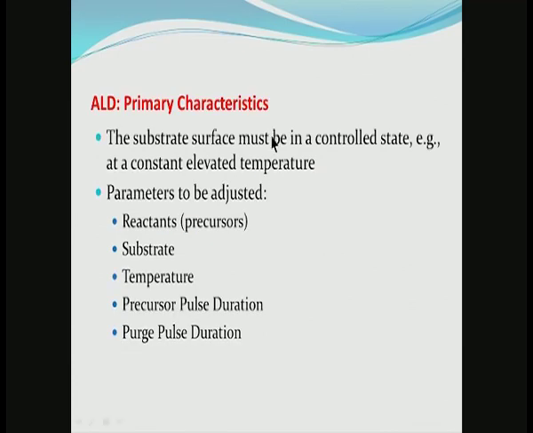Now, what are the requirements or characteristics of the ALD process? The substrate surface must be in a controlled state, for example, at a constant elevated temperature. The parameters to be adjusted are the chemical nature of the reactants or the precursors, the nature of the substrate, substrate temperature, precursor pulse duration and purge pulse duration. All these are variables that are specific to a particular process. That is, the right choice of these parameters has to be made for the deposition of a particular material by ALD.